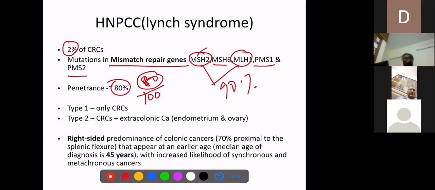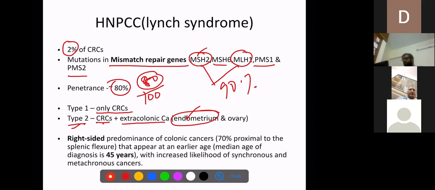It has two types. In Lynch syndrome type 1, they develop only colorectal carcinoma. In type 2, colorectal carcinoma occurs with extracolonic carcinoma, most commonly endometrial, which is the next most common cancer associated with Lynch syndrome. Lynch type 2 is colorectal plus extracolonic; in type 1, you have only colorectal.